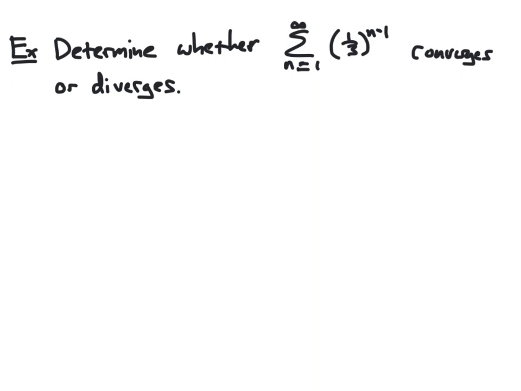To illustrate how we would use partial sums to determine whether a series converges or diverges, let's consider the series n equal 1 to infinity of 1/3 to the n minus 1 power and determine whether the series converges or diverges. The first thing that we need to do in order to use the definition that we just discussed is to find a sequence of partial sums. We'll first find the first several partial sums and use that to find a general formula for the kth partial sum.